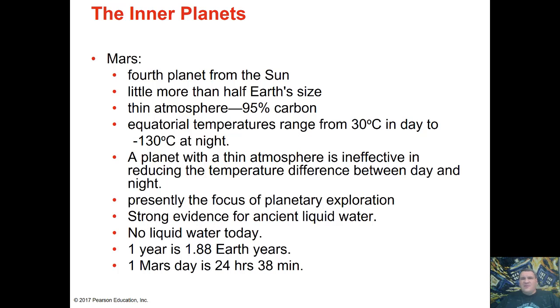The equatorial regions, which are the regions that receive the most sunlight, have temperatures that range from 30 degrees Celsius during the day to negative 130 Celsius at night. This extreme temperature change happens because of its very thin atmosphere. So Mercury has an extreme temperature change because it has no atmosphere, and Mars's atmosphere is thin enough that it doesn't do much to help the change in temperature. Whereas when we compare that to Venus, because of how thick Venus's atmosphere is, it's always incredibly hot all of the time.